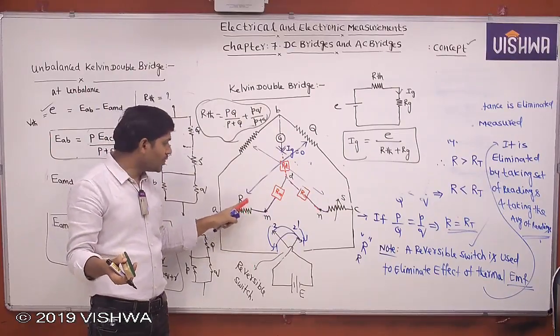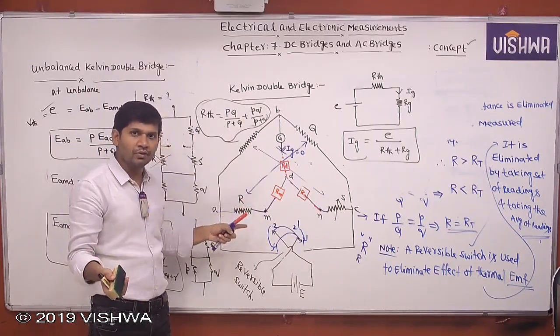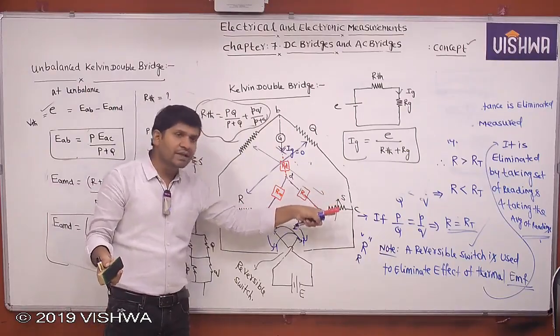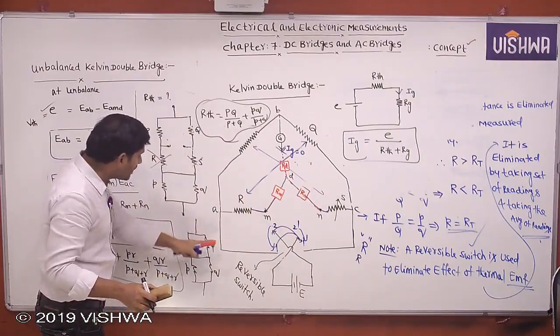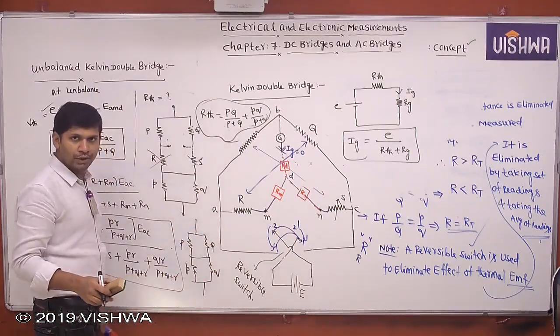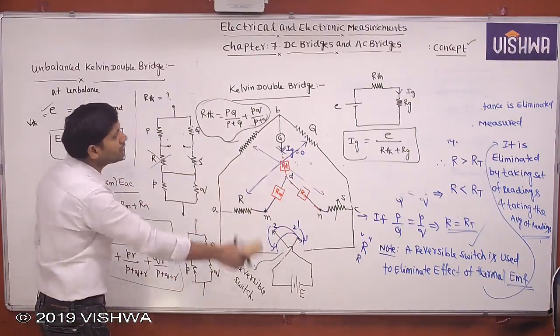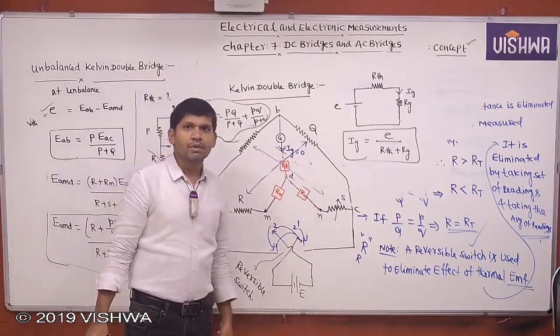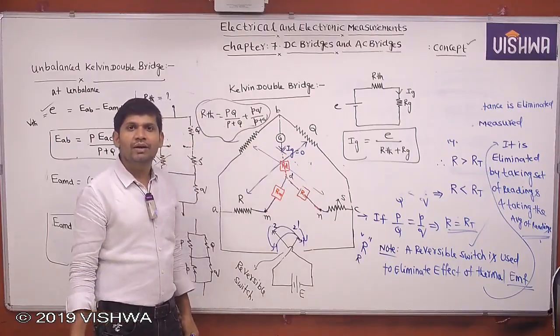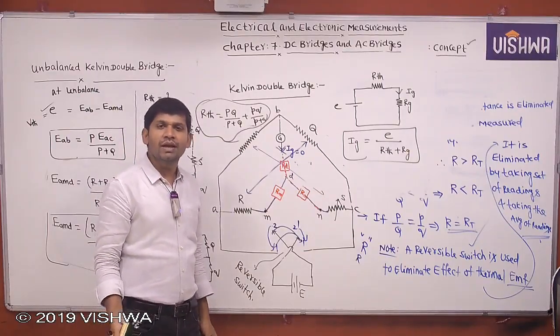Understood? Because the unknown resistance we are measuring is a very low value. For balance of the bridge also, whatever S we are using is a very low value. That is also negligible. That's why I am taking only capital P and capital Q and small p and small q. Clear? Then we can measure the voltage across the galvanometer and current through the galvanometer. This is in detail about measurement of resistance using the Kelvin double bridge.